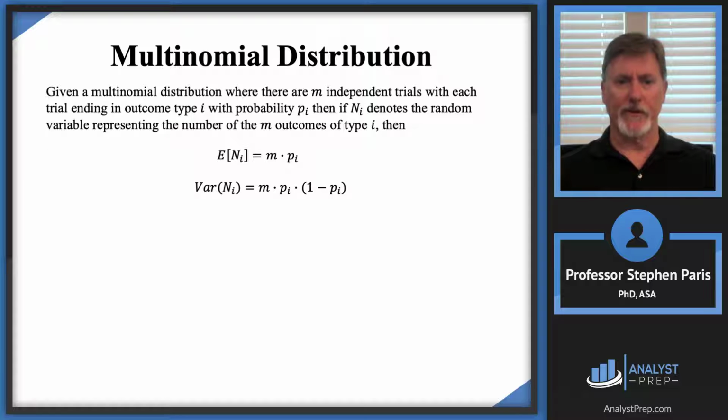So we have a multinomial distribution where there are m independent trials, with each trial ending in outcome type i with probability p sub i. That's exactly what we did a little while ago. We had red balls with probability p sub r and so forth. And if capital N sub i denotes the random variable representing how many of the m outcomes were of type i, then you could see this is completely analogous. The expectation and variance formulas are completely analogous to the binomial distribution.